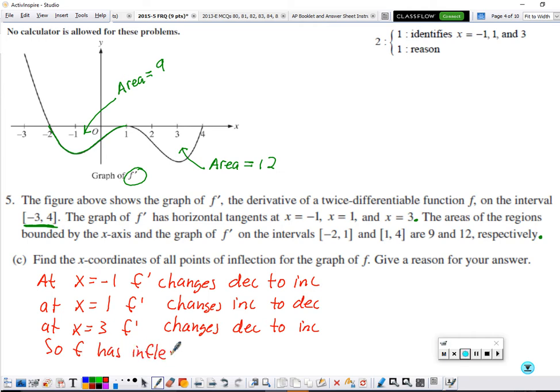Here's one, Michael. I've never seen them say you can use IP for inflection points. So I always spell that one out. So F has inflection points, bad handwriting, at x equal -1, 1, 3. And I would get 2 points for that.